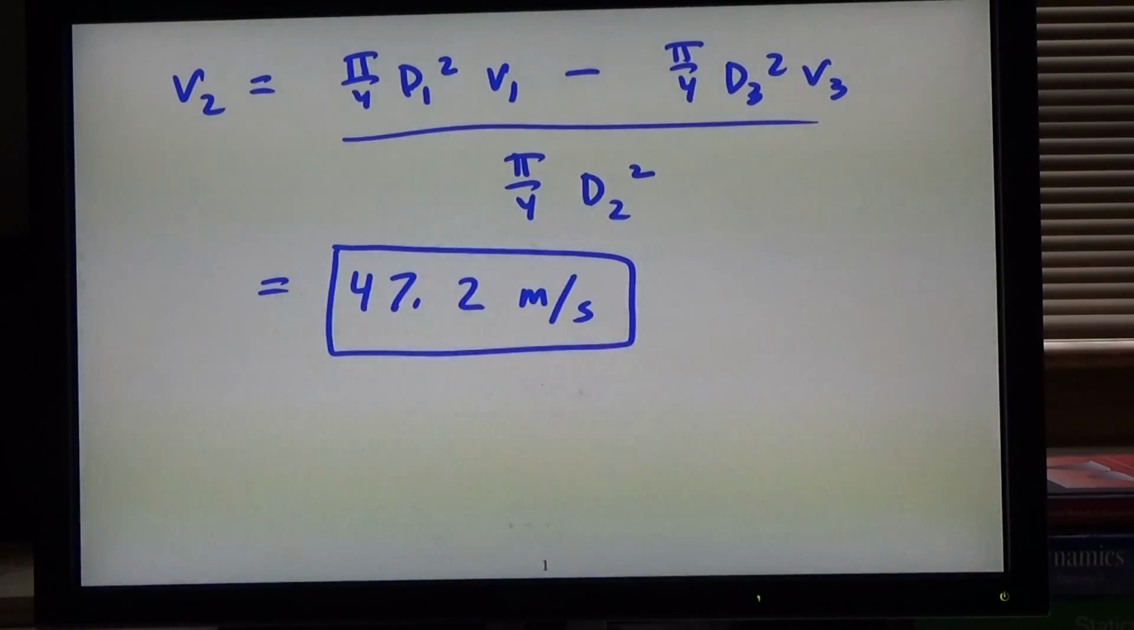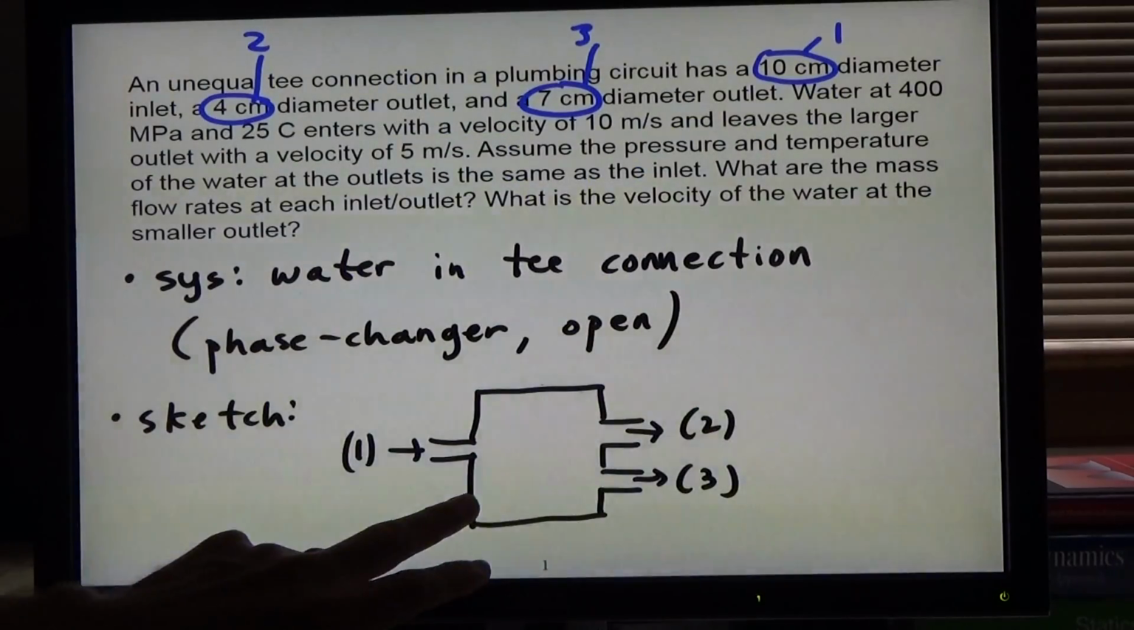So this pretty much wraps up this problem. We're using the mass flow rate equation, and we're also using the conservation of mass or mass balance equation to look at a multiple inlet, multiple outlet system.